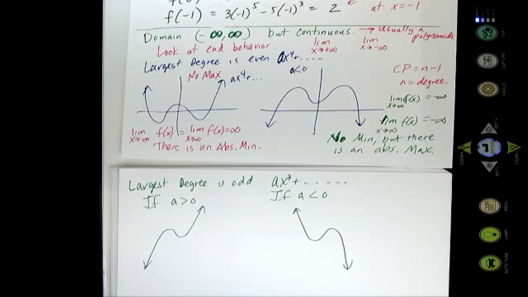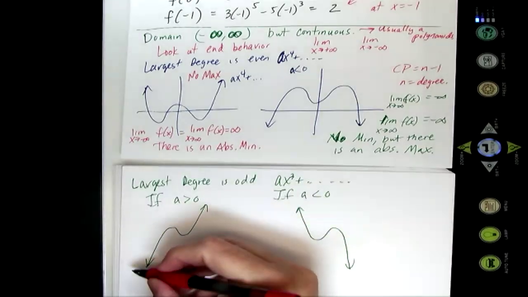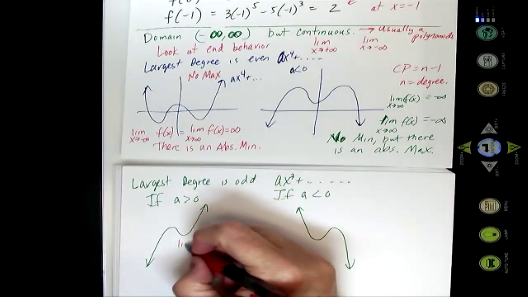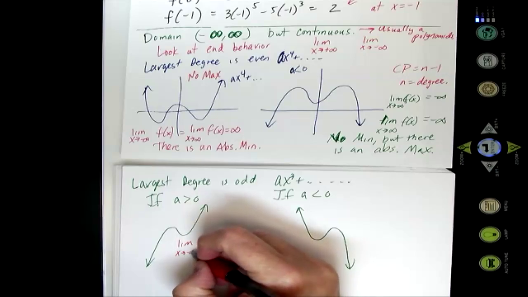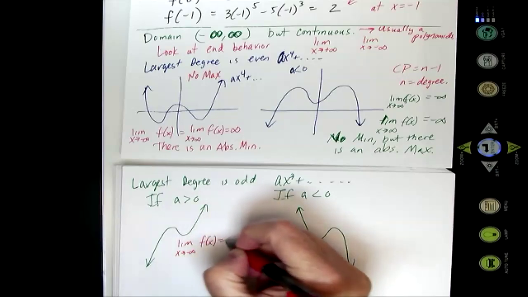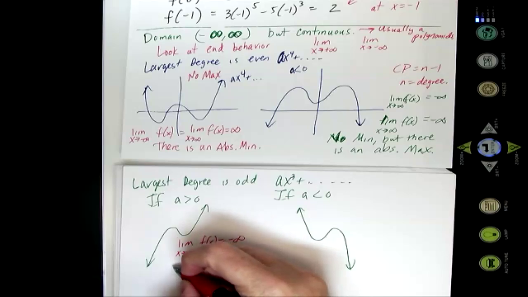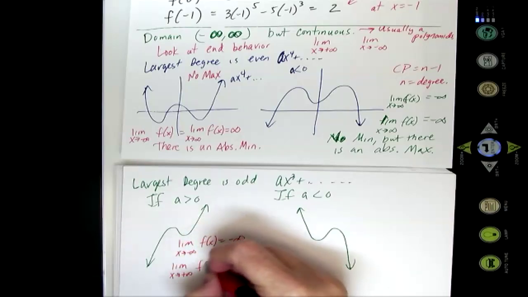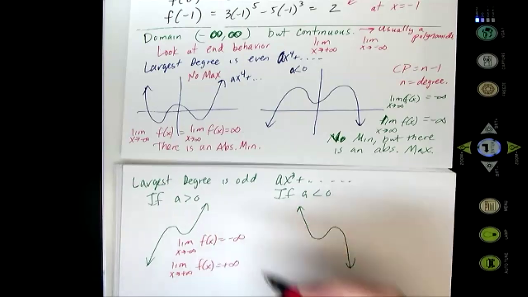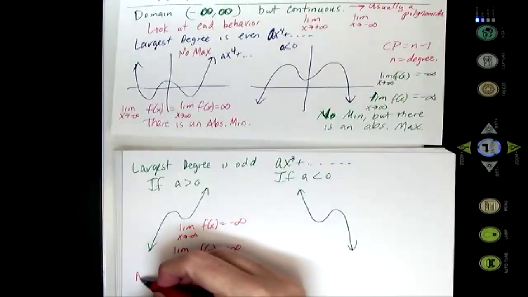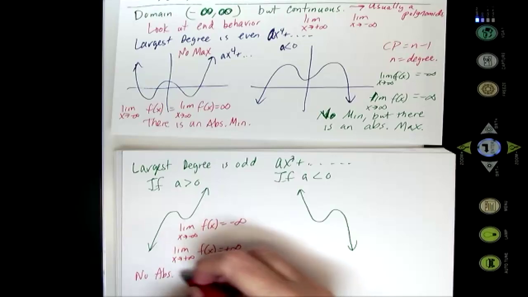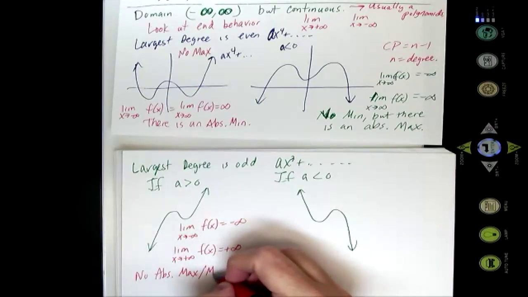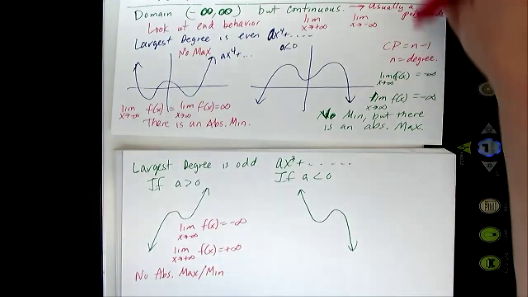So here, on this one, the limit as x goes to negative infinity is negative infinity, and the limit as x goes to positive infinity is positive infinity. No absolute max or min. There is a local max and min.